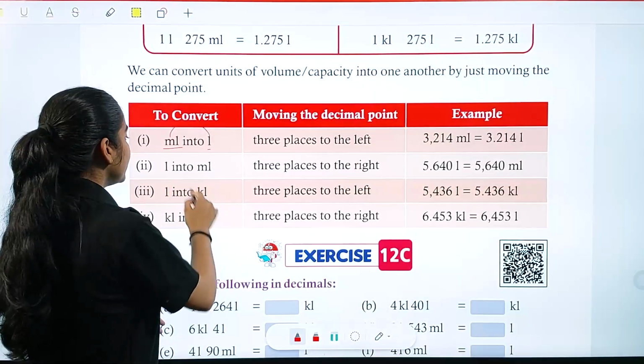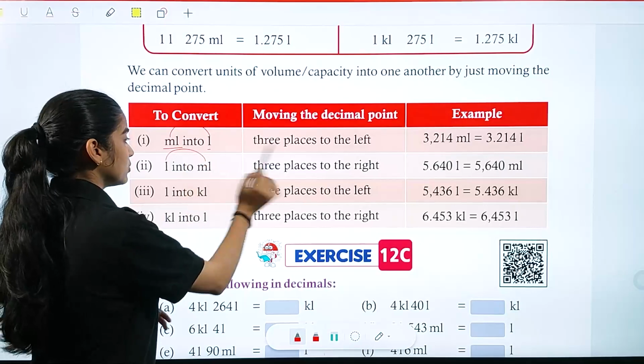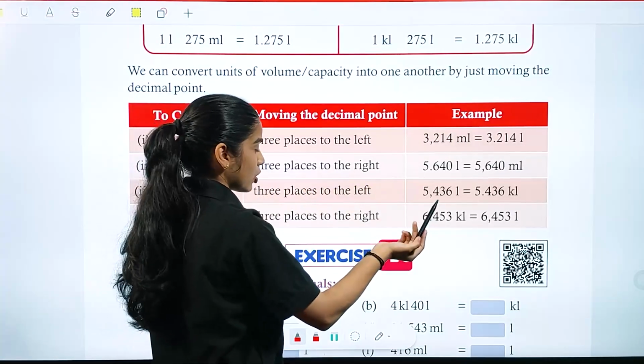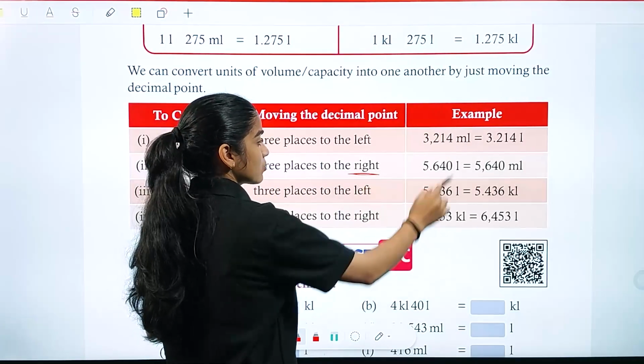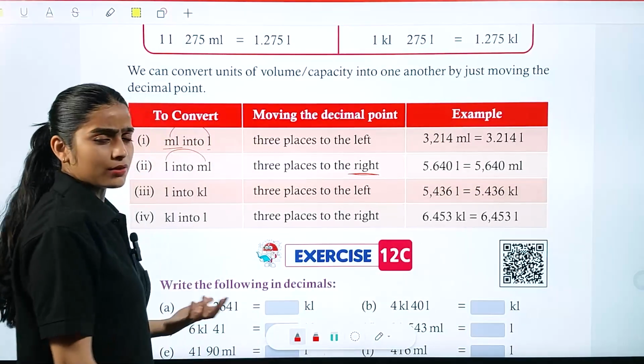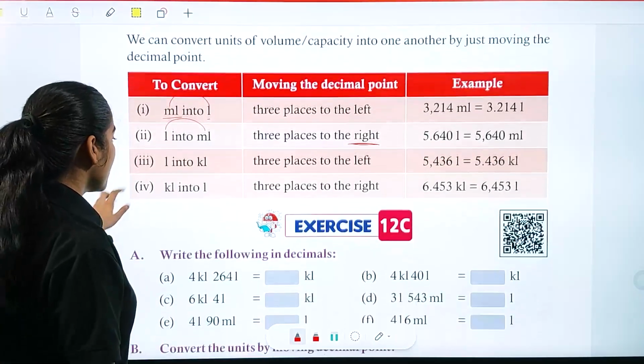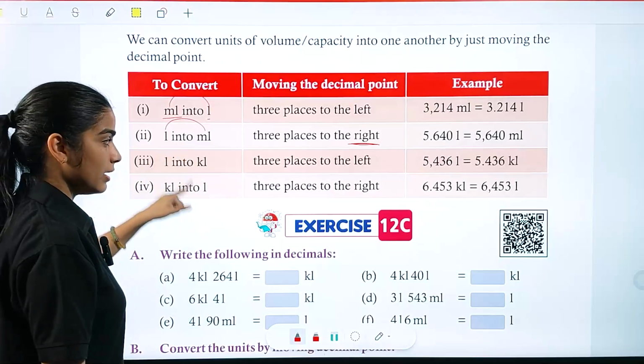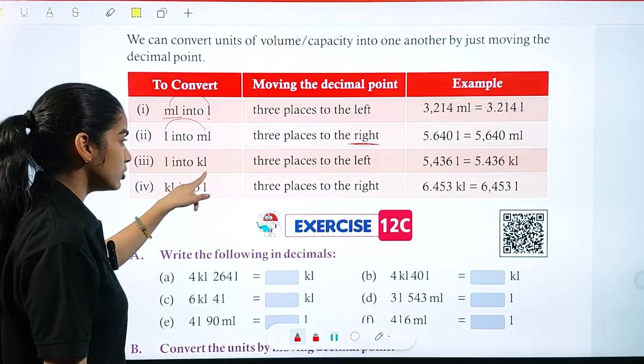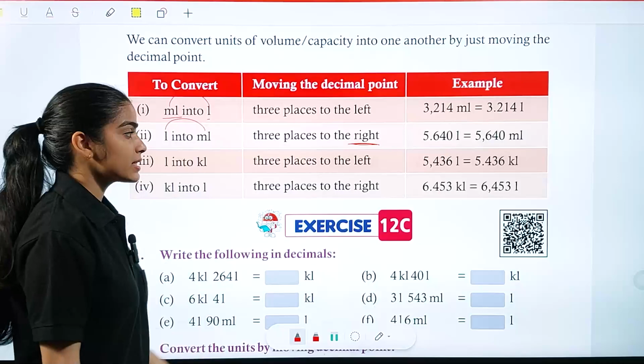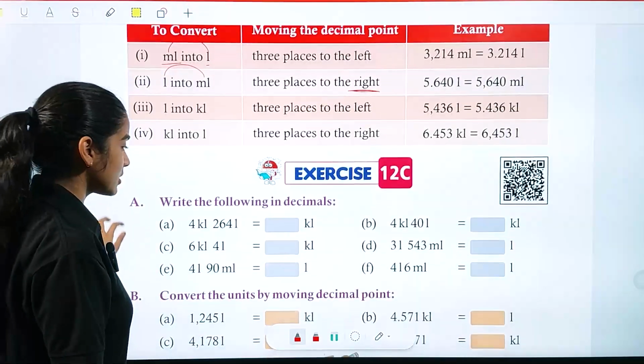1 liter to milliliter, big to small, so we have to shift our decimal point towards the right hand side. So it will be 5640 milliliter. Liter into kiloliter. So again we are moving from small unit to big unit, so we have to shift towards the left hand side, and it will be 5.436 kiloliter.